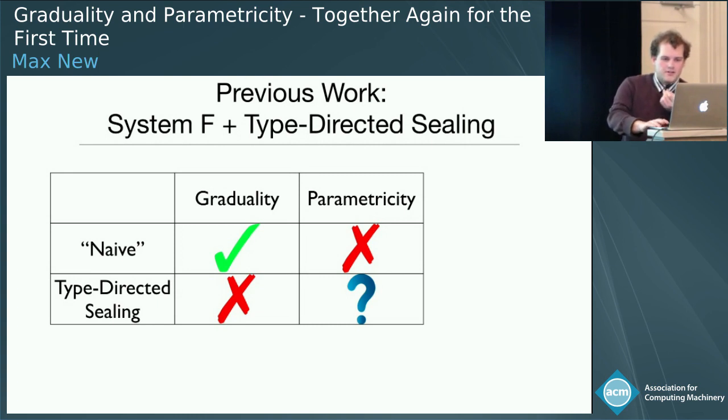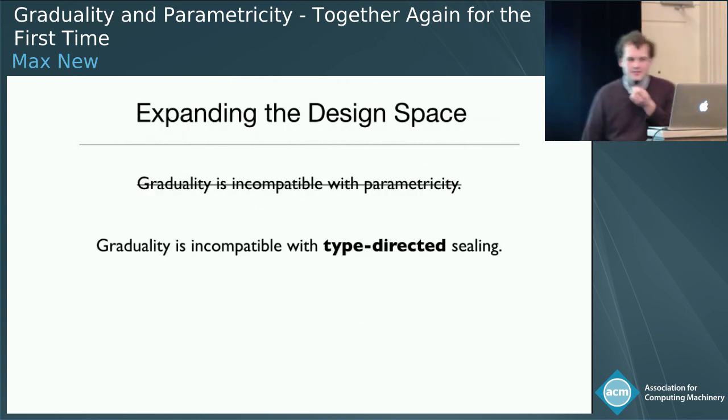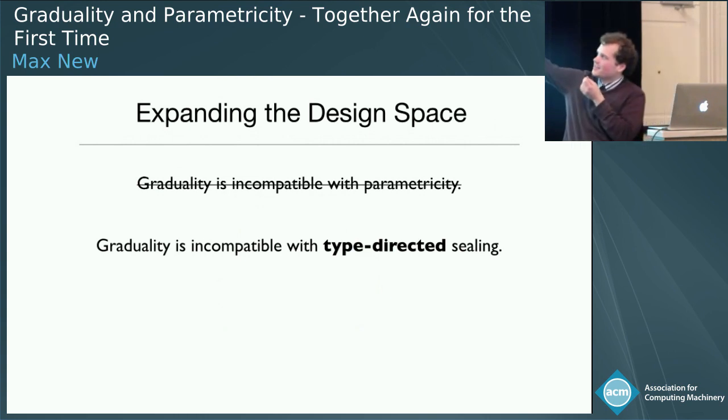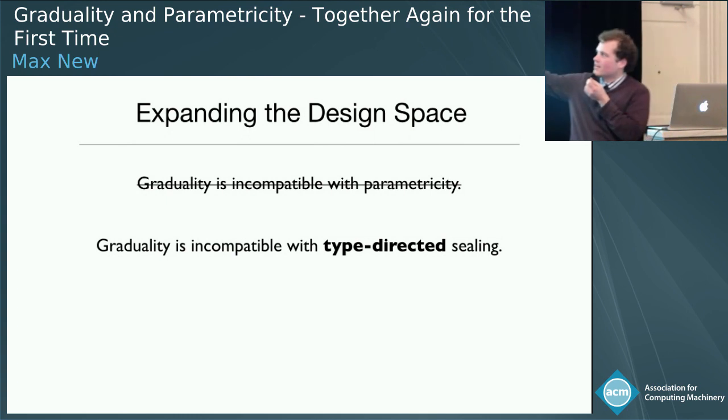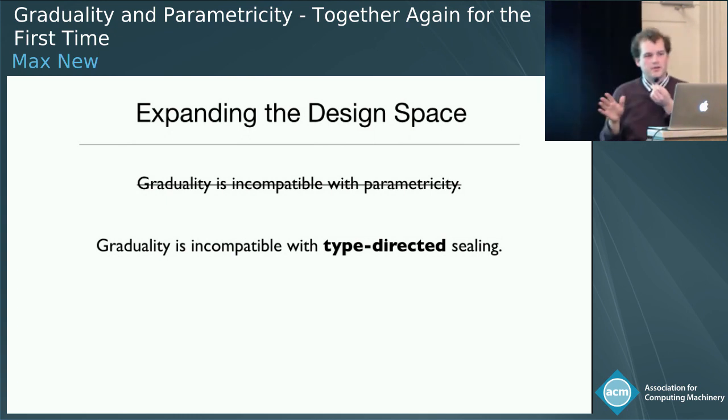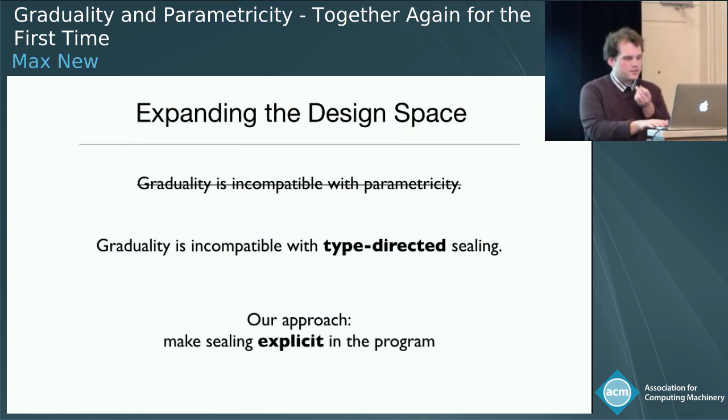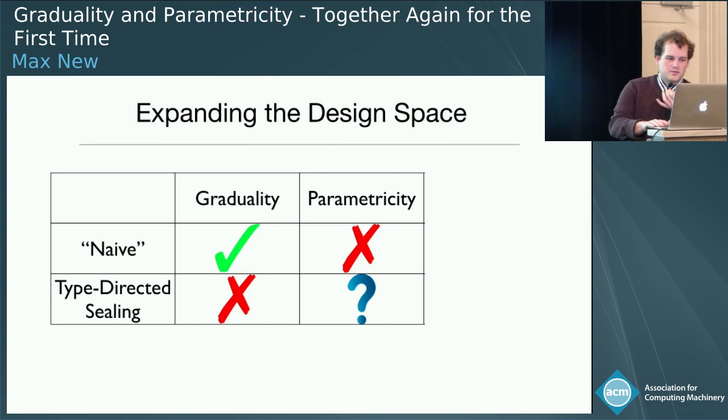Okay, so now let's move forward. So we can't conclude that graduality is incompatible with parametricity. Instead, we're going to say graduality is incompatible with this type-directed approach to sealing. And so our approach is we still wanted to have a calculus with sealing. And so what we're going to do instead is have the sealing be explicit in the program and see if we can make a language that satisfies both of these principles.